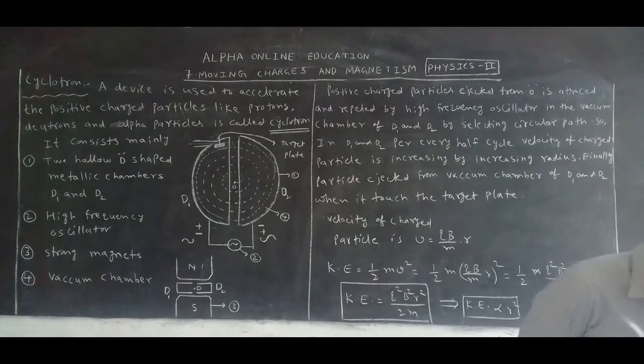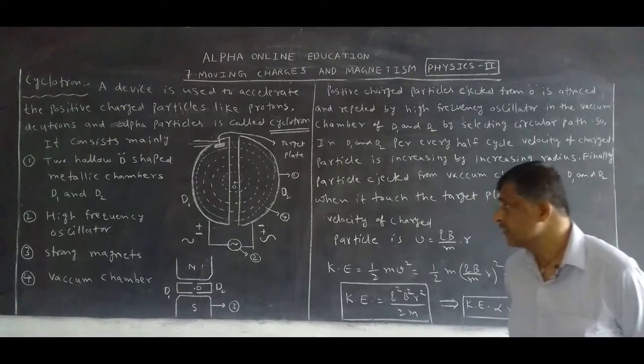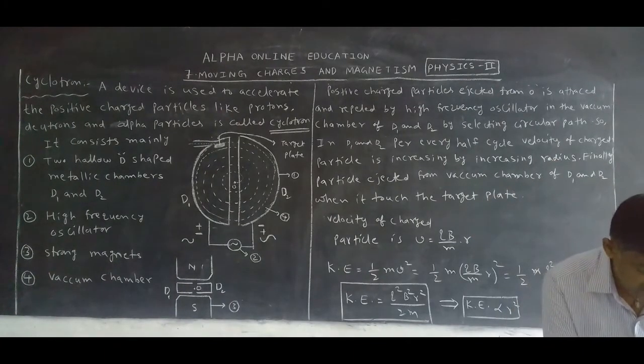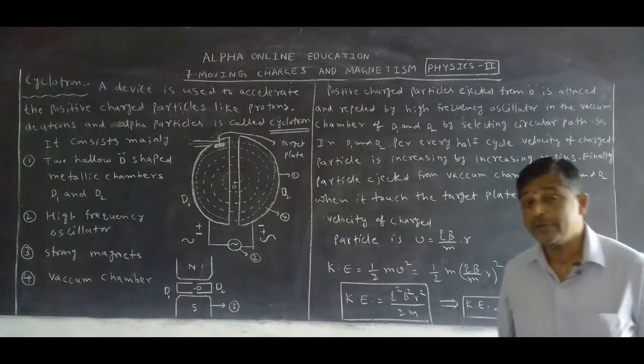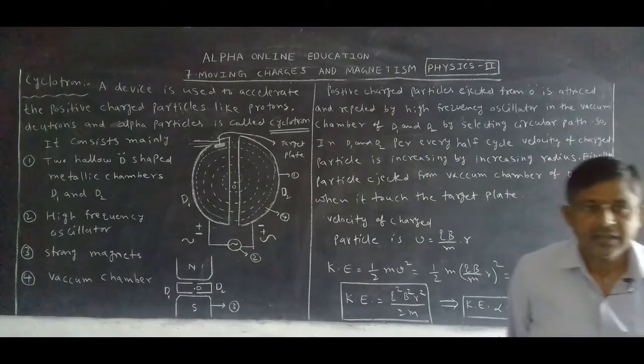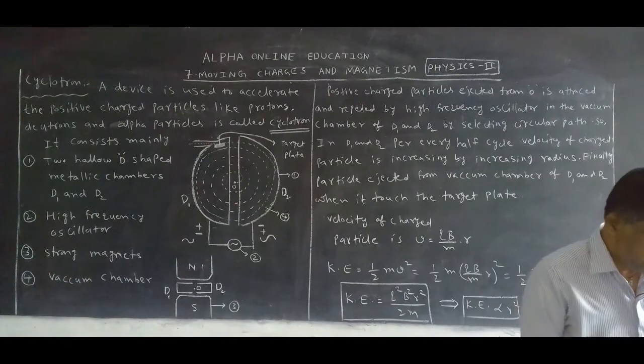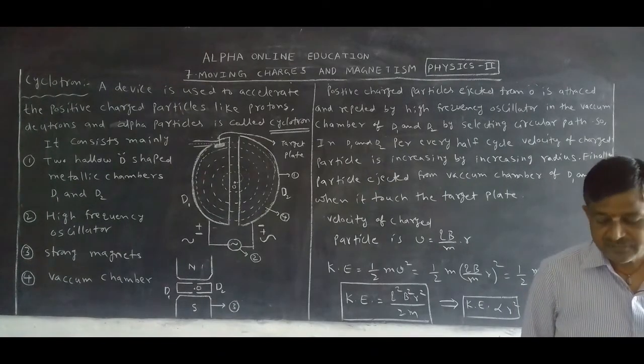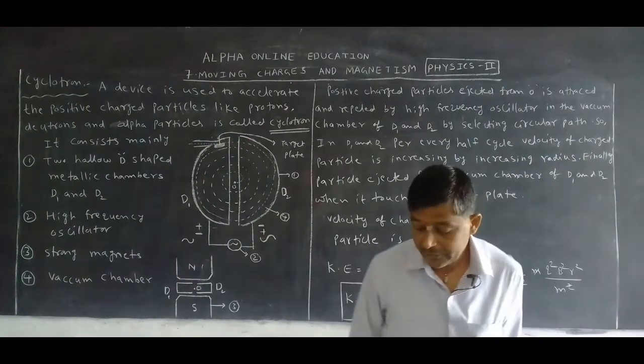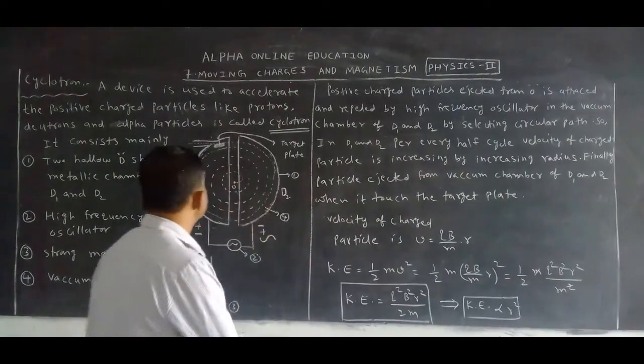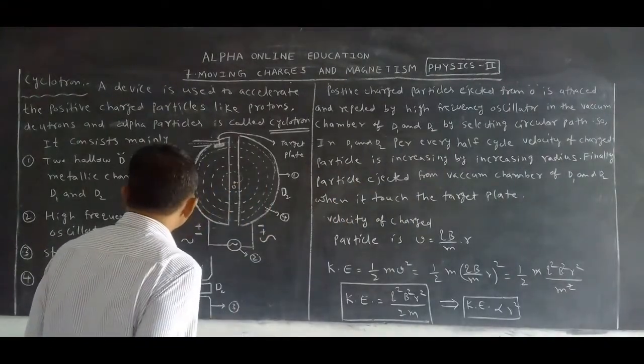Now what is the use of this cyclotron? With the help of the cyclotron, we can prepare new elements, and it is used to treat cancer patients. Now what are the uses? Now we want to discuss. Now I will write on the board. First you see that one.